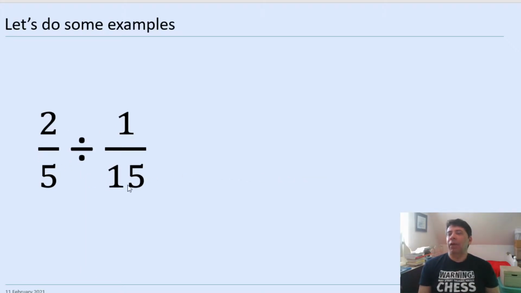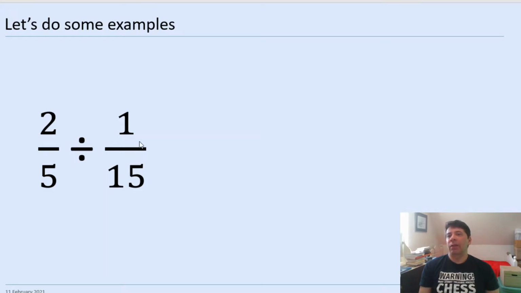2/5 divided by 1/15. Actually, I think we can just work this out without using the method. Because actually we can sort of say, well, 1/5 divided by a 15th is going to be 3, because there are 3/15ths inside a fifth. So 1/5 divided by a 15th would be 3. So 2/5 divided by a 15th is going to be 6. But let's do the method. We can use the method.